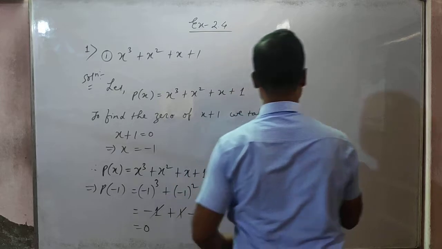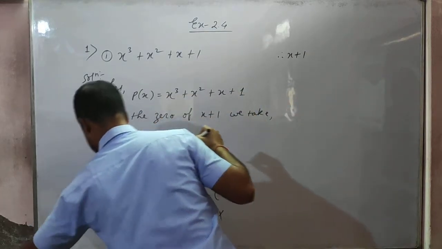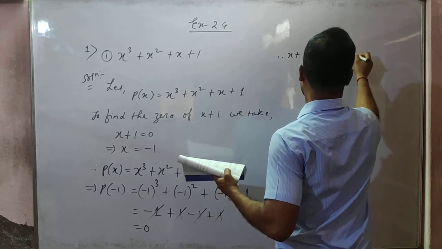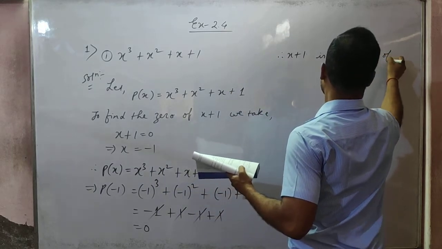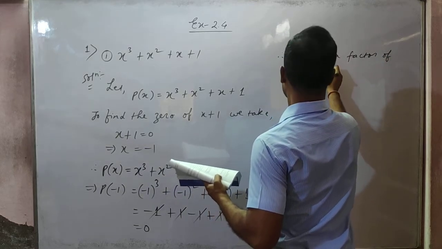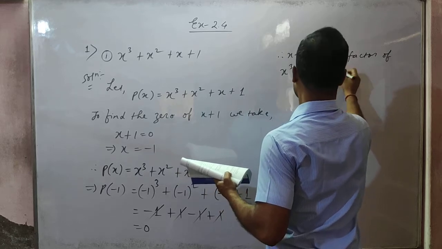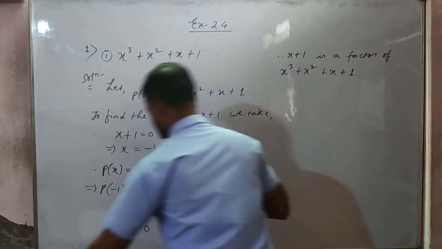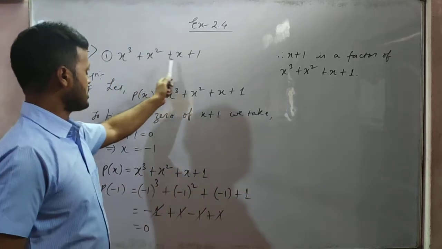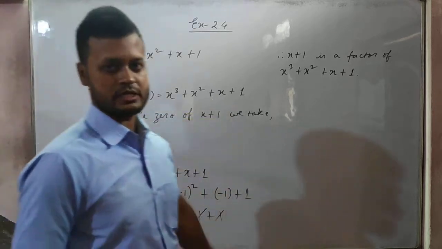Therefore x plus 1 is a factor of x cube plus x square plus x plus 1. So let p(x) equal x cube plus x square plus x plus 1.